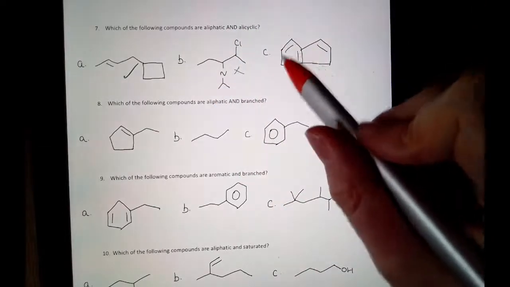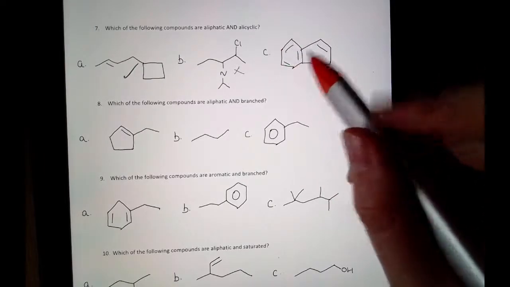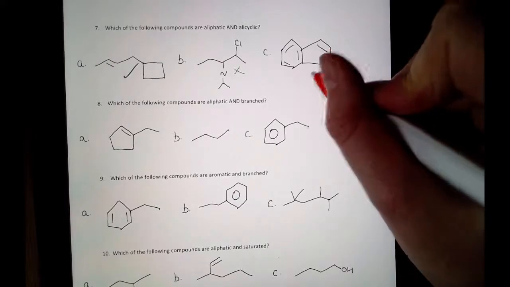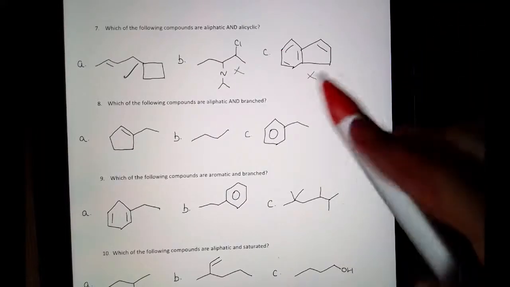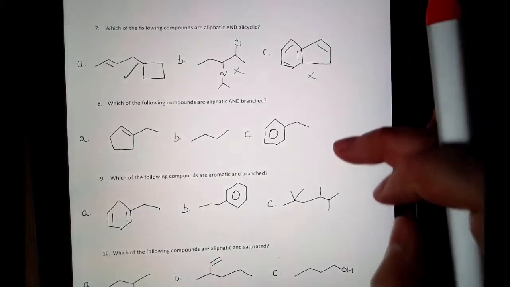Here, I have two ring structures, but as you can see, one of them is benzene. That means it's not aliphatic, and it's not alicyclic. Any benzene ring, it just immediately becomes aromatic, and you don't define it as anything else.